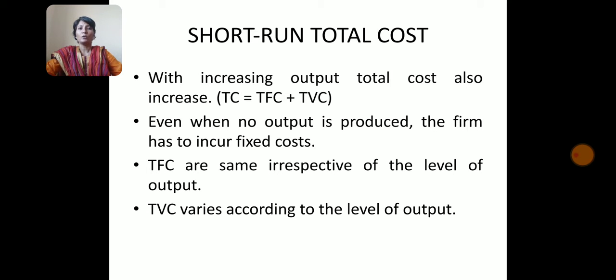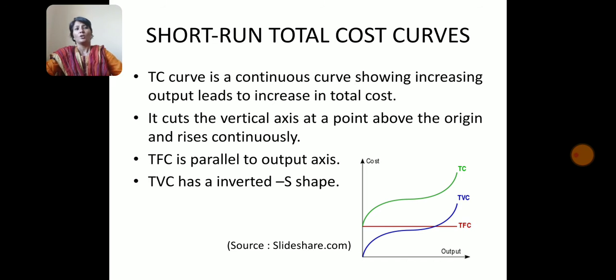Even when no output is produced, the firm has to incur fixed costs. Total fixed costs are same irrespective of the level of output. Total variable cost varies according to the level of output. Now let us see the short run total cost curves.